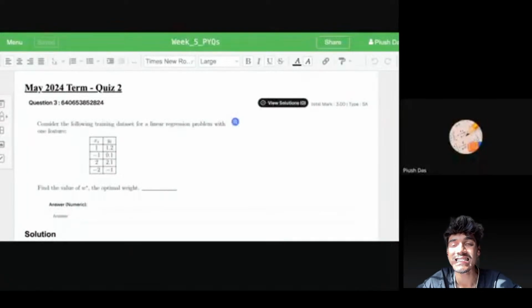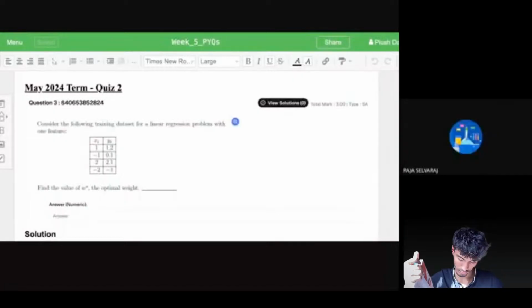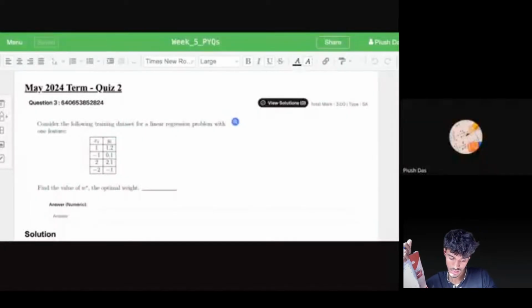So summation of XiYi by summation of Xi square is possible only for the case of a single feature in Xi. Another way is XX transpose pseudo inverse XY. My question was, what is this equation known as? There is some name associated with it.